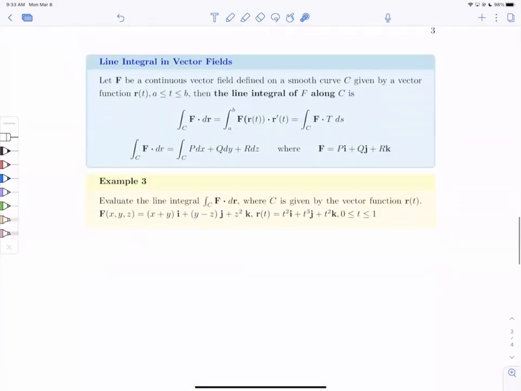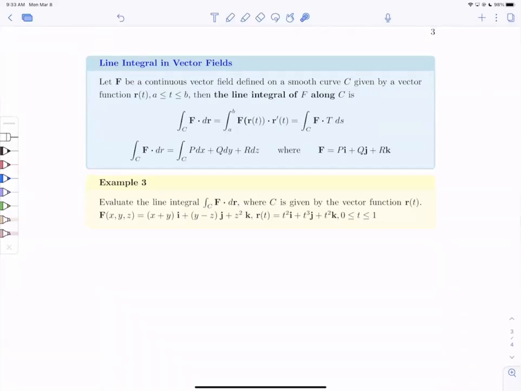But the next one we have is line integral in vector fields. If f is a continuous vector field defined on a smooth curve C, given by the vector function r of t, where t is between a and b, then the line integral of f along C is defined as below. So the line integral of f dr is the integral from a to b of f of r of t dot product r prime of t. And if your f is pi plus qj plus rk, then you can compute the line integral this way. Okay, so it's pretty simple.